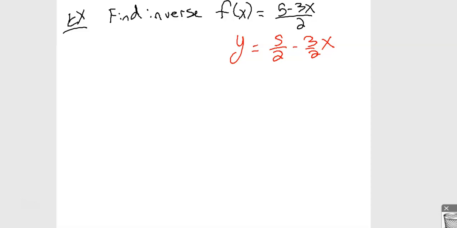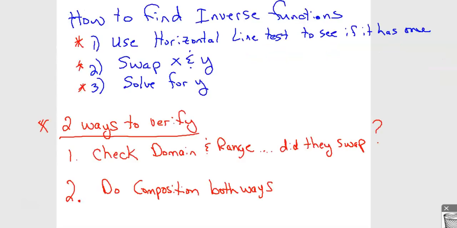And when you graph this line, you will see that it does pass a vertical line test. So it is a function. Also, if you draw the horizontal line, it only crosses at 1 spot, so it does have an inverse. So make sure it has an inverse. That's step number 1: use the horizontal line test to see if it passes. So it does have an inverse function.